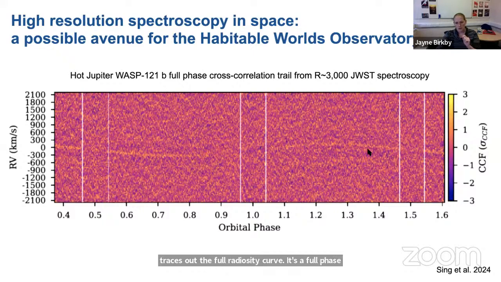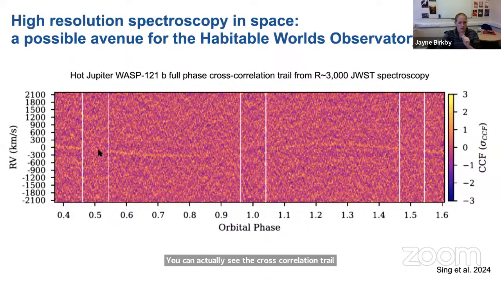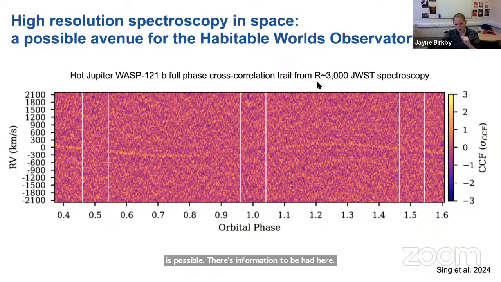You can actually see the cross correlation trail gives you that RV. You can see that in the eclipse, it disappears, and you can potentially see it invert here as it goes through the transit. So cross-correlation, even down at a resolution of about 3 to 5,000, is possible. There's information to be had here. And it is possible to launch spectrographs at this resolution.